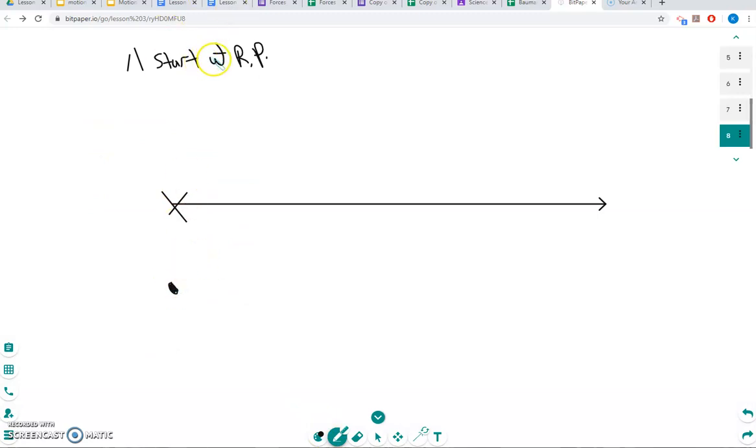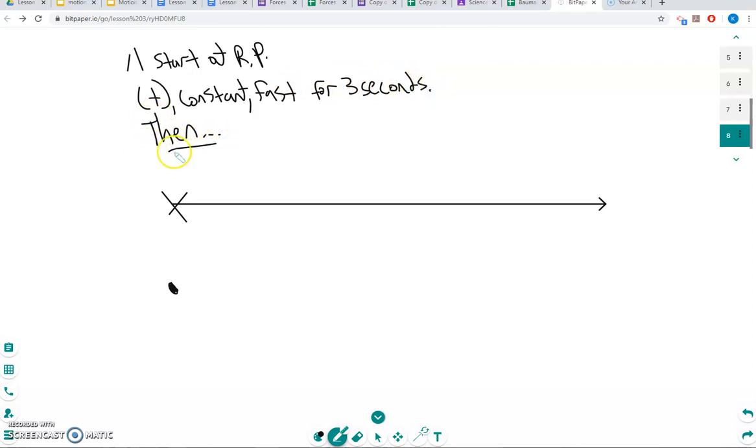Okay, if I started at the reference point, I'm going to start with a positive, constant, fast velocity for 3 seconds, then something else will happen. So let's do constant, positive, and fast for 3 seconds. So you can sketch that in as I go. Sorry, I missed a little bit. Same size arrows for 3 seconds. Time 0, time 1, time 2, time 3.